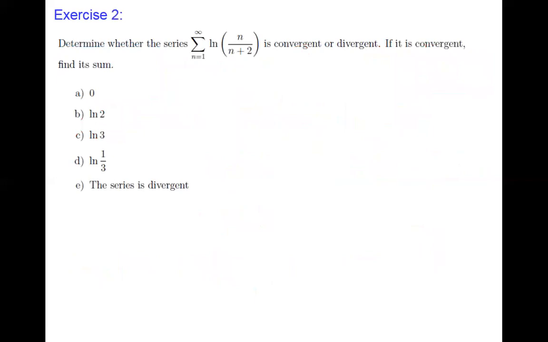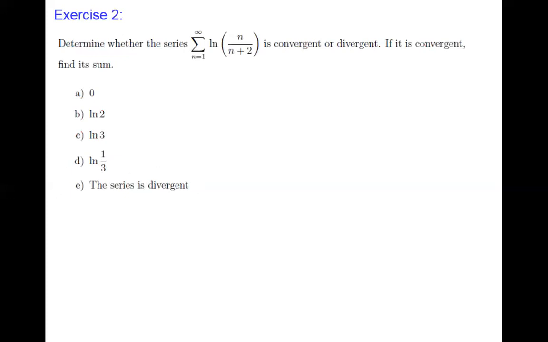Exercise number 2. Determine whether the series summation from 1 to infinity of natural log of the quantity n over n plus 2 is convergent or divergent. If it is convergent, find its sum. And we have multiple choice options. The sum could be 0, ln of 2, ln of 3, ln of 1/3, or the series is divergent.